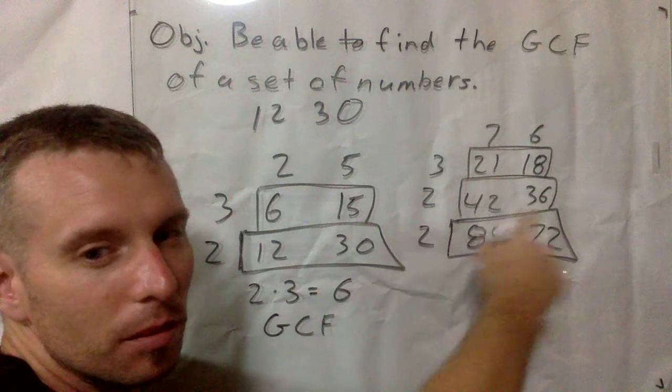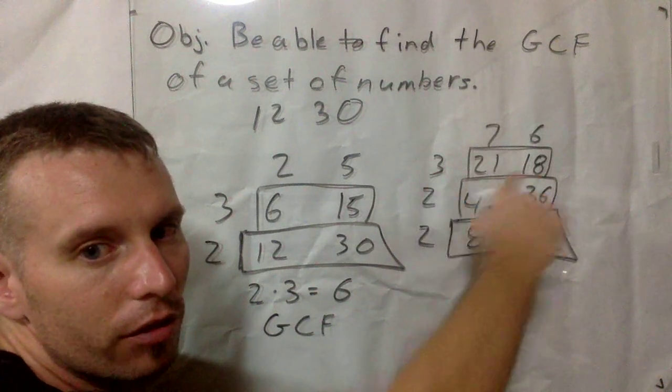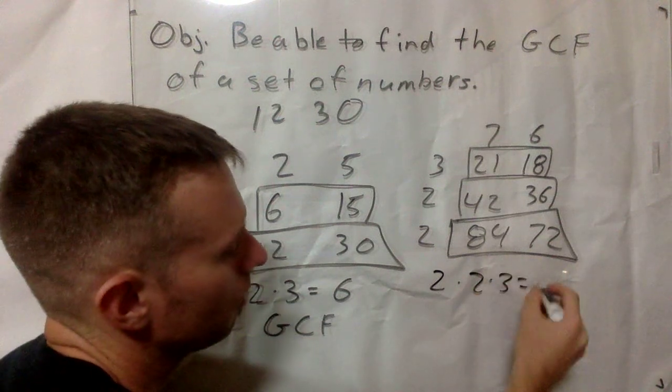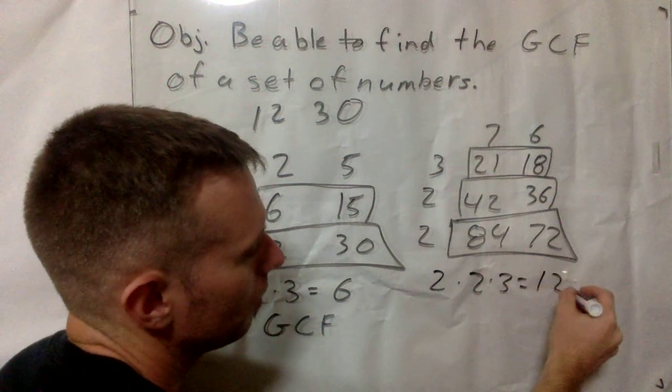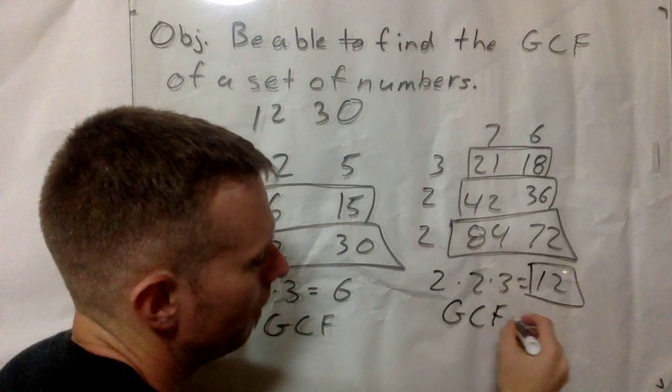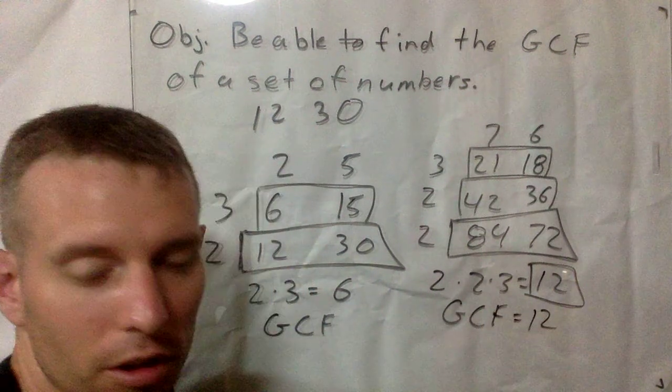I had another 2 come out of both these numbers. I had another 3 come out of both of those numbers. 2 times 2 times 3 equals 12. And my greatest common factor equals 12.